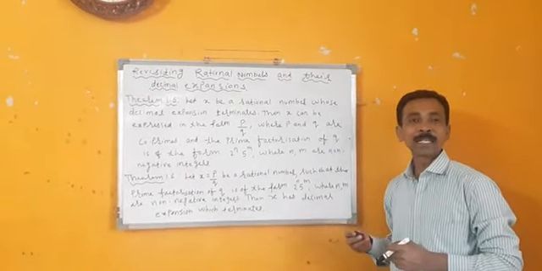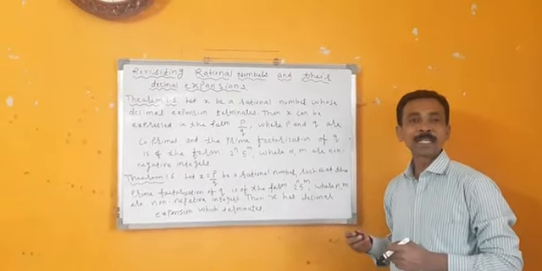The next theorem is theorem 1.7. Let's see what the theorem says. Let x is equal to p upon q be a rational number such that the prime factorization of q is not of the form 2 raised to n into 5 raised to m, where n, m are non-negative integers. Then x has a decimal expansion which is non-terminating, repeating.